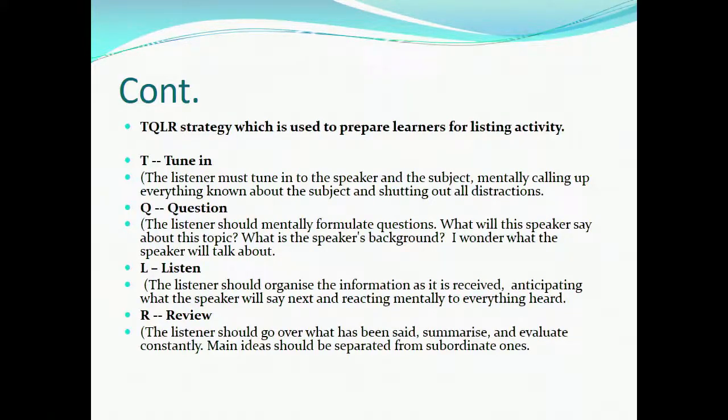strategy. This strategy is used to prepare learners for listening activity. If we have to talk about it, we only want you to explain or to understand. Tune in. T stands for tune in. What are those activities? What goes into this tune in? What learners are expected to do, and what the teacher is expected to do under this?